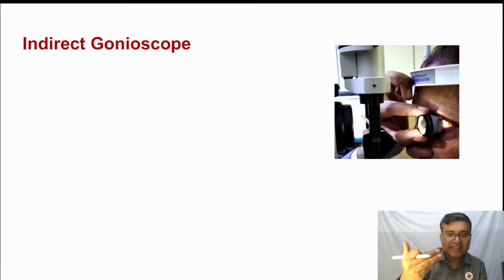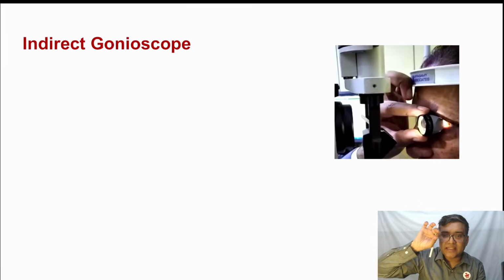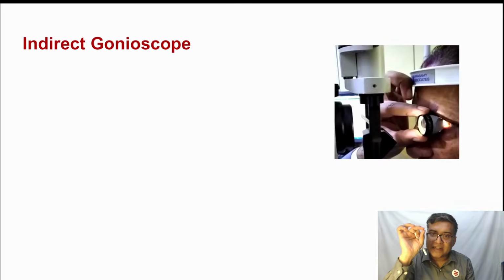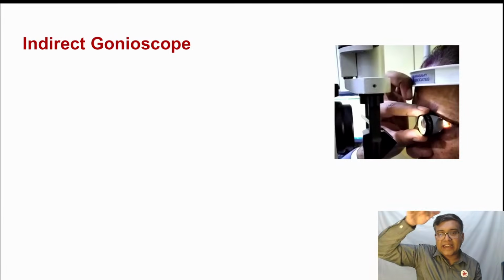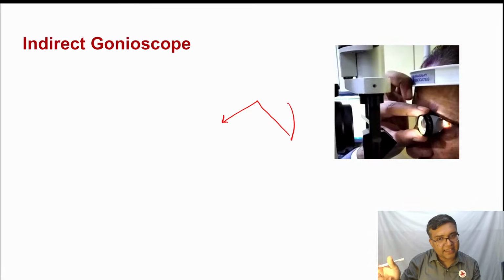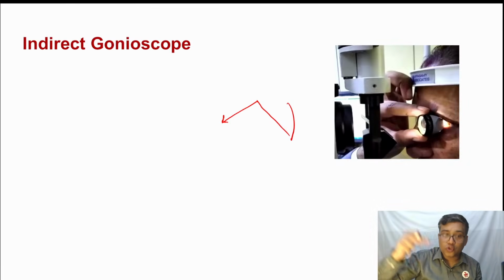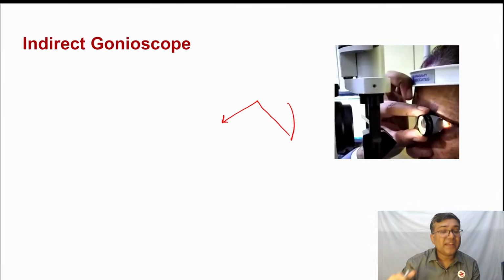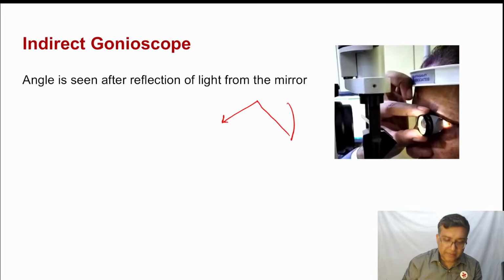Whatever I see is inverted. So if I am seeing a superior angle in my eyepiece, actually that is the inferior angle. So this is an indirect gonioscope, okay? Light is going like this and then gets reflected. So superior means inferior and inferior means superior. That is why it is called an indirect gonioscope, because the angle is seen after the reflection from the mirror.